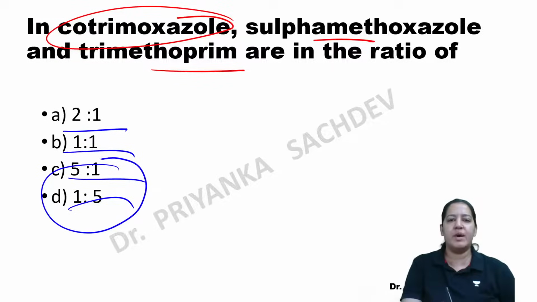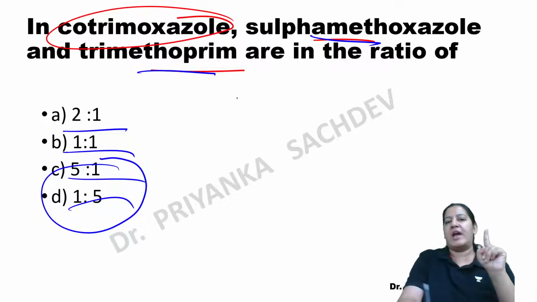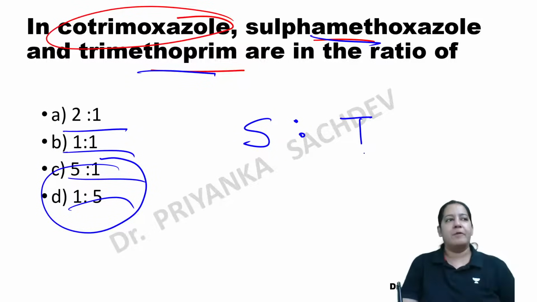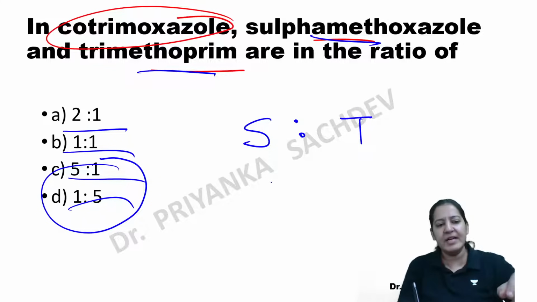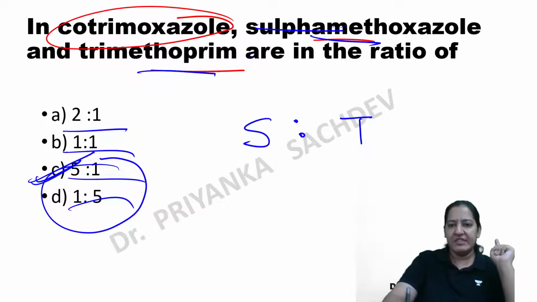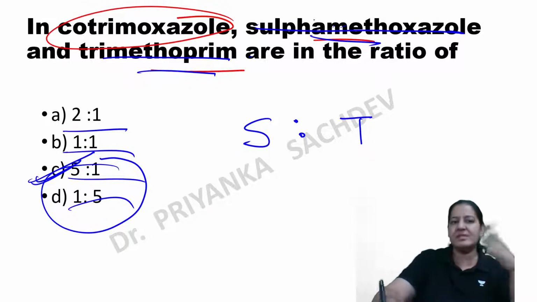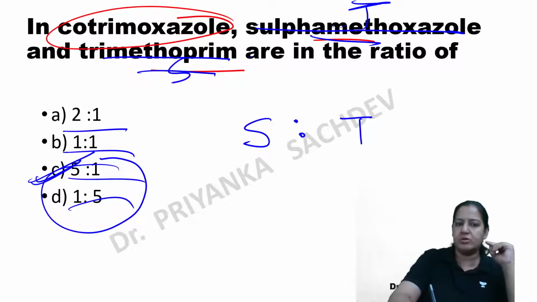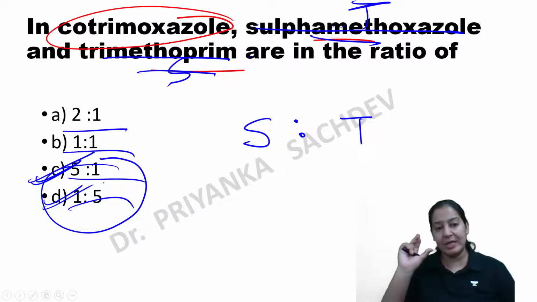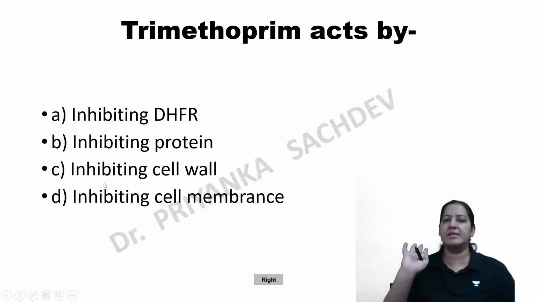Now don't get confused between 5:1 and 1:5. Listen, in the question what is asked? Sulfo versus tri. So sulfamethoxazole to trimethoprim. What is the answer now? Yes, Amar Kishore, absolutely right. The answer is C. It is 5:1. If I change the sequence, trimethoprim and sulfamethoxazole, then the answer will become 1:5. You got my point? So it depends on the sequence I am asking. So the correct answer here is C.